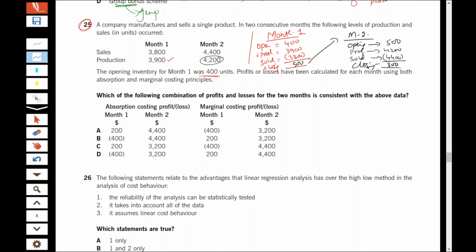Remember that what happened in month number 1? Month 1, your production was 3900 and your sales was 3800. That means production was greater than sales. So what would be the answer here? Your absorption profit is high and marginal profit is low.